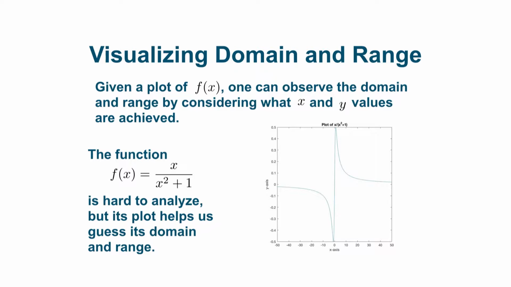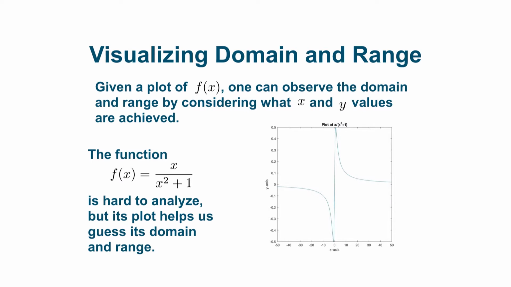So a nice way to understand domain and range is if you're given a picture, sometimes you can really understand the domain and range just from that. The domain will be all the points I'm allowed to look at. The range will be, well, what values do I achieve? So looking at this picture here, I have the function x over x squared plus 1, which is really not obvious what that looks like.